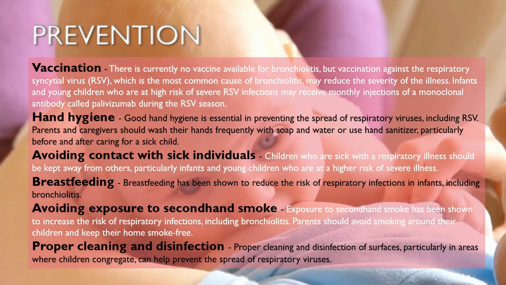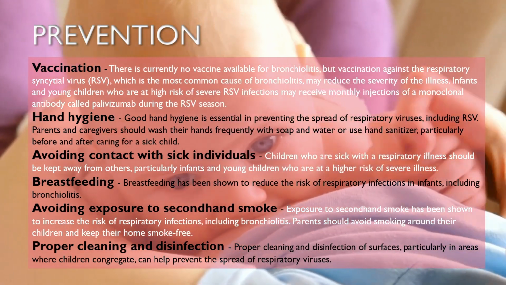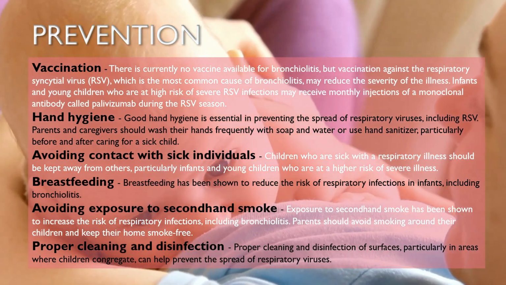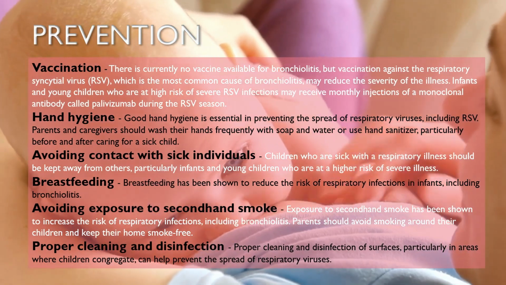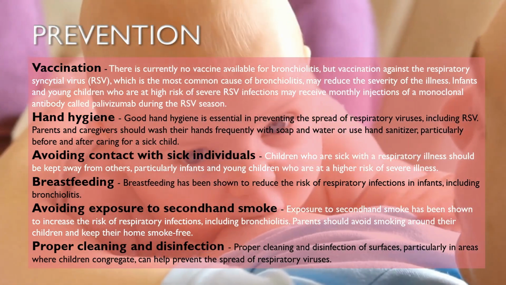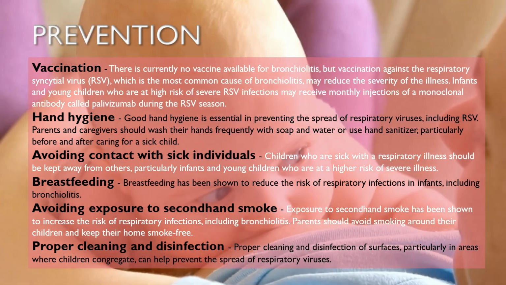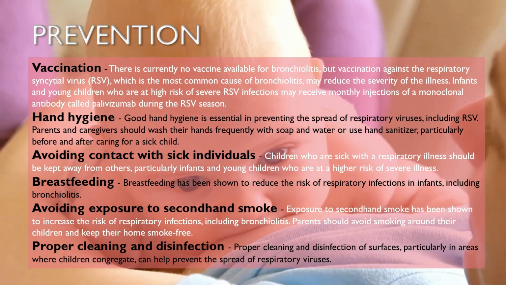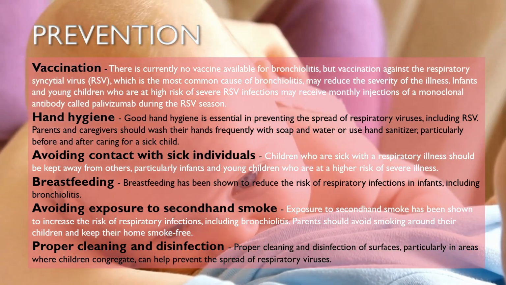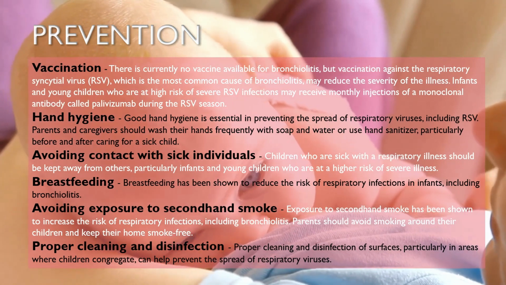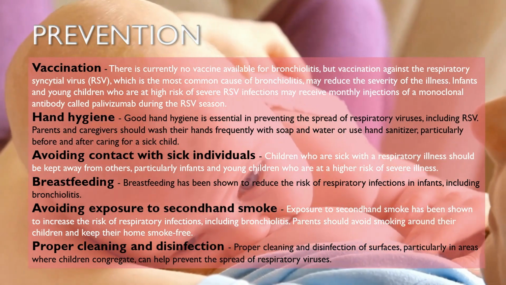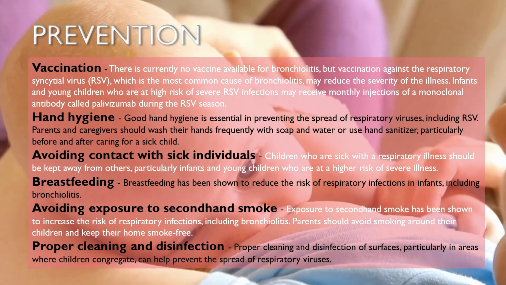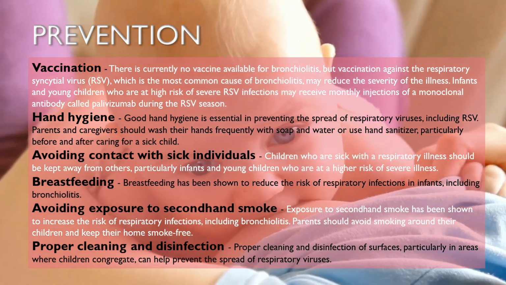2. Hand hygiene. Good hand hygiene is essential in preventing the spread of respiratory viruses, including RSV. Parents and caregivers should wash their hands frequently with soap and water or use hand sanitizer, particularly before and after caring for a sick child. 3. Avoiding contact with sick individuals. Children who are sick with a respiratory illness should be kept away from others, particularly infants and young children who are at a higher risk of severe illness.